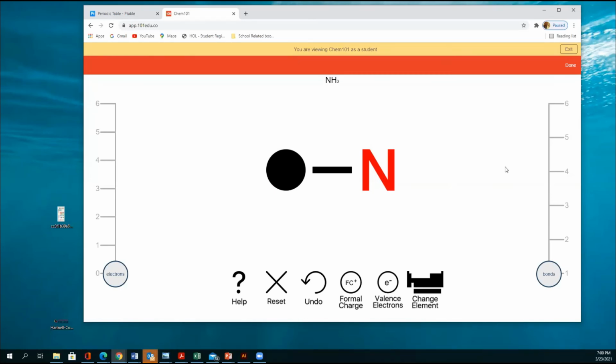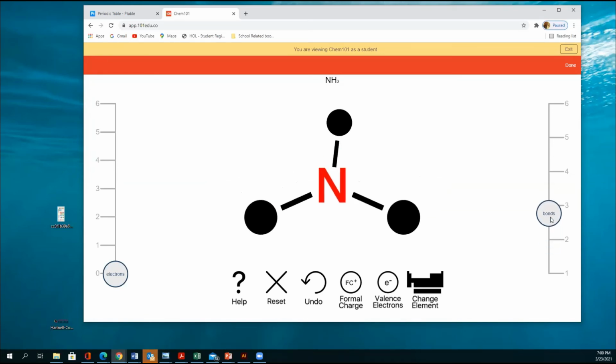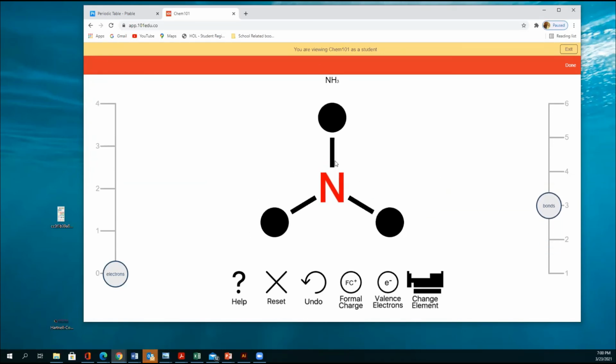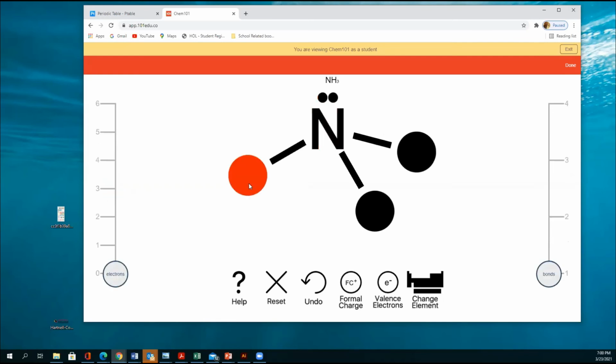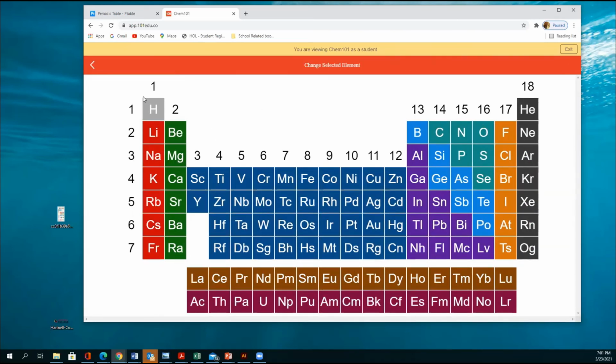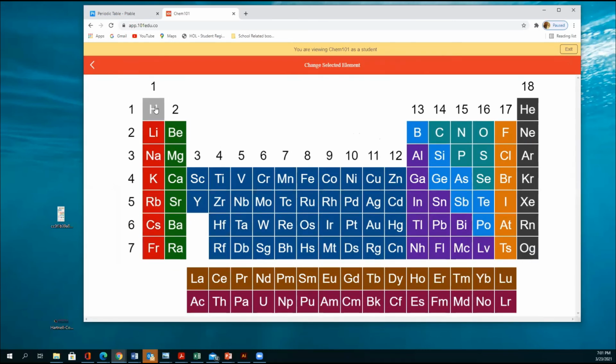We're also going to add a bond to it, and another bond to it. So there are 3 bonds. That's for the 3 hydrogens, right? So we'll click on the other ones and put hydrogen. If I want to add electrons, I just move this to where it says electron, and then I click on hydrogen. Then I click on that one.